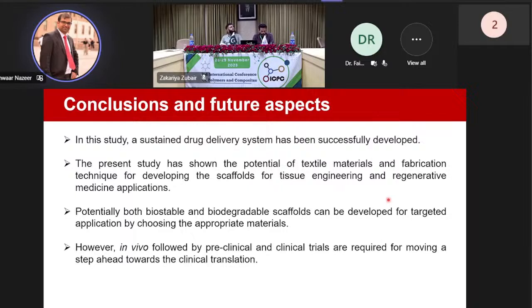Of course, in future, we have to go through the in vivo or preclinical and clinical trials for moving a step ahead towards the clinical translation of such kind of materials. But overall, this study shows a great potential for textile materials after some incorporation of the bioactive molecules, and even the techniques like weaving or non-woven substrates, even woven knitted substrates can be used for such kind of applications.